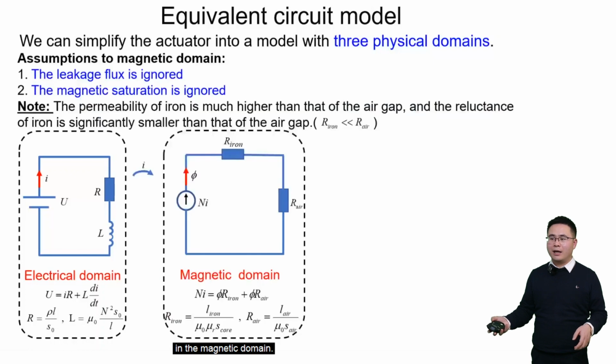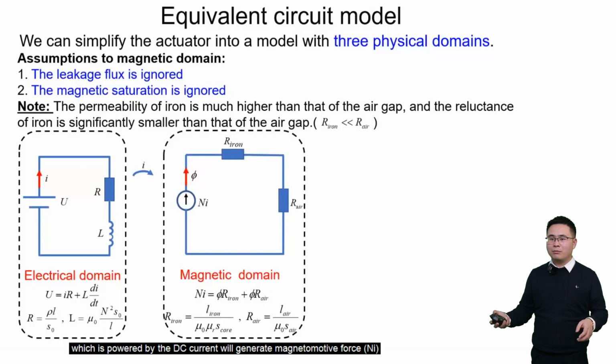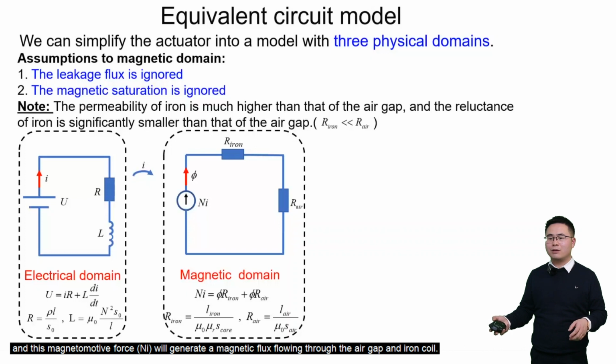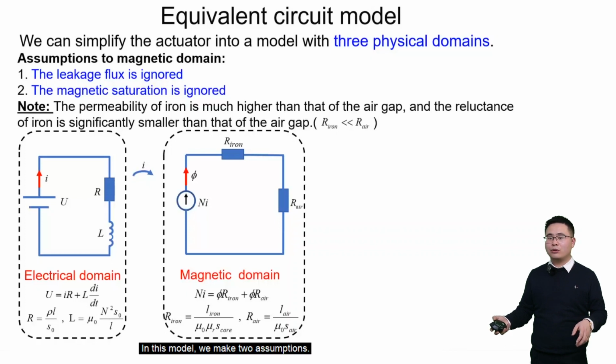In the magnetic domain, the solenoid coil winding, which is powered by the DC current, will generate a magnetomotive force Ni. And this magnetomotive force Ni will generate a magnetic flux flowing through the air gap and iron core. So in this model, we make two assumptions. The first one is the leakage is very small and can be ignored. Second, there's no magnetic saturation in the iron core.